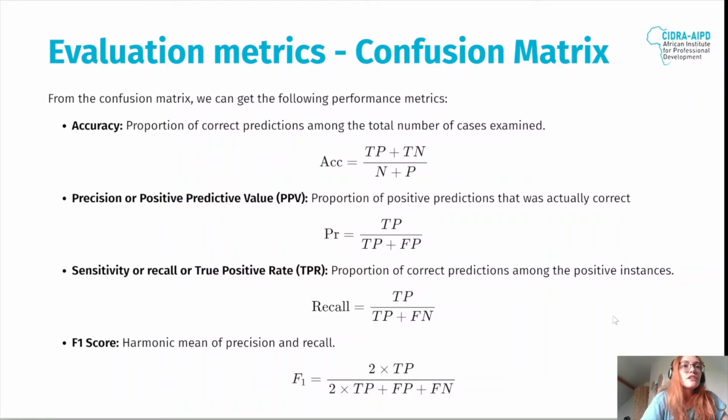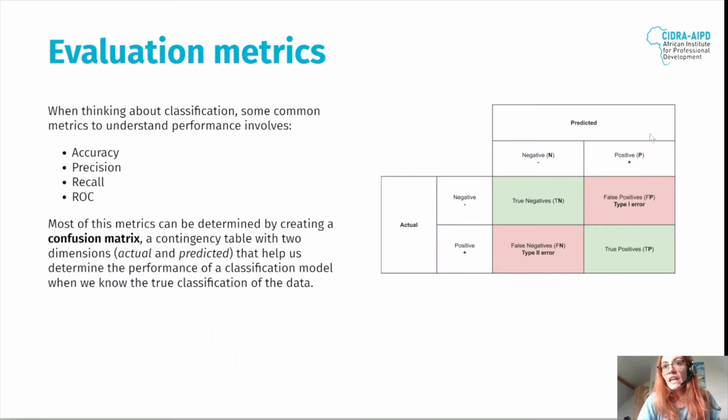The precision, or positive predicted value, PPV, is the proportion of positive predictions that were actually correct. That is the true positive divided by true positive plus false positive. So out of the ones that I said are positive, how many of them are actually correct?